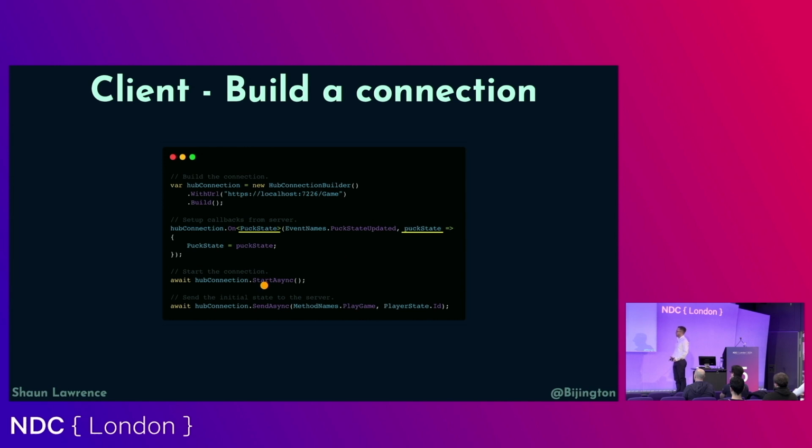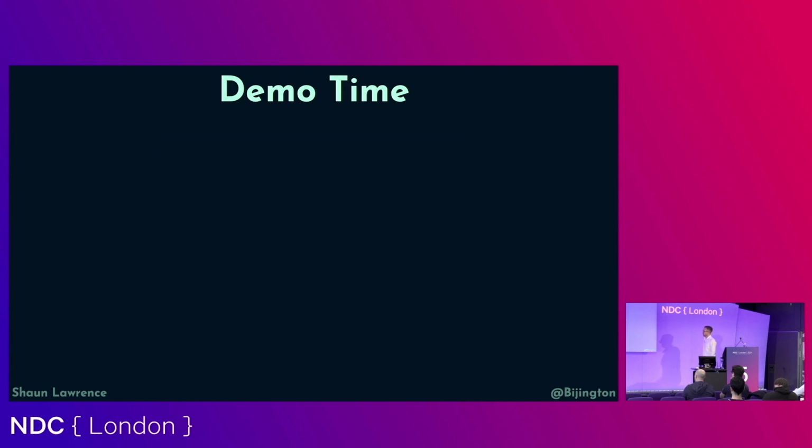And then you start that connection, that opens it. If anything fails, if you can't connect, you'll get exceptions, but we can handle those. And then in terms of our game implementation, we're going to send a method up to the server to say, well, I'd like to play a game. Here's my ID. Let me play. So now we can go and see that in action.